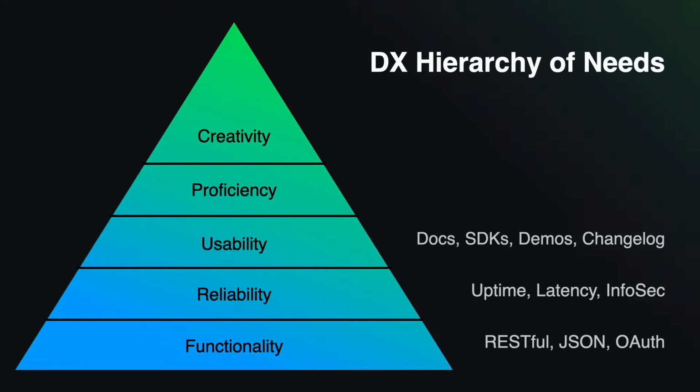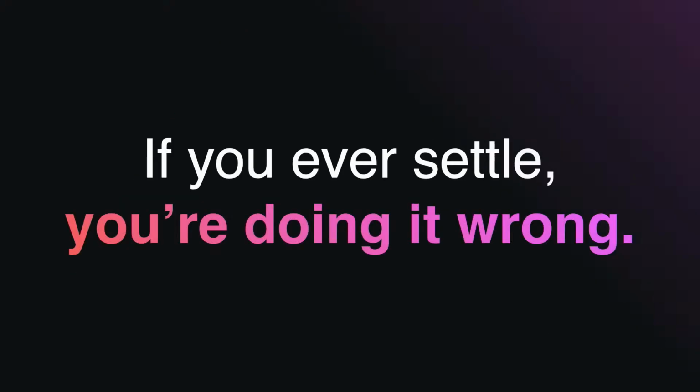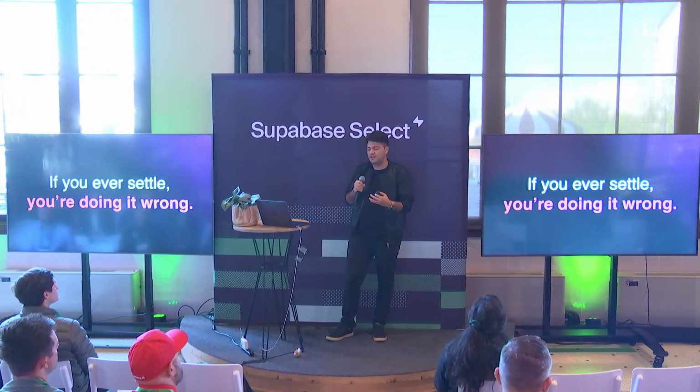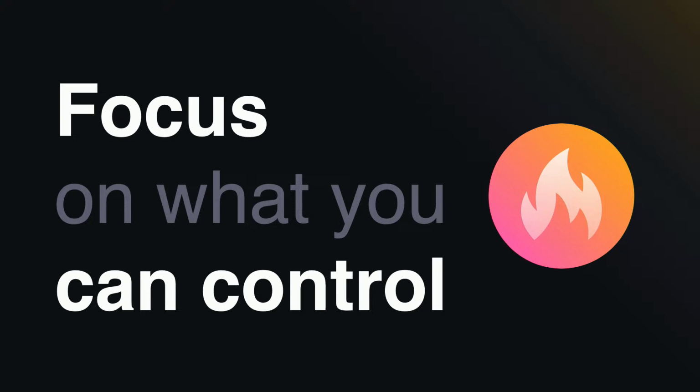Then you can start thinking about docs and SDKs and demos and changelogs. How can you make them great? Then you move up to the CLI. You think about OpenAPI specs, your webhooks, versioning for webhooks. And then you get to the point where, okay, how can we be creative? How can we offer something different? And if you're building a developer-first startup, and you ever settle, you're just doing it wrong, because building for builders is probably one of the hardest things you can do, regardless of who you're building for. And then the last thing is just focusing on what you can control.